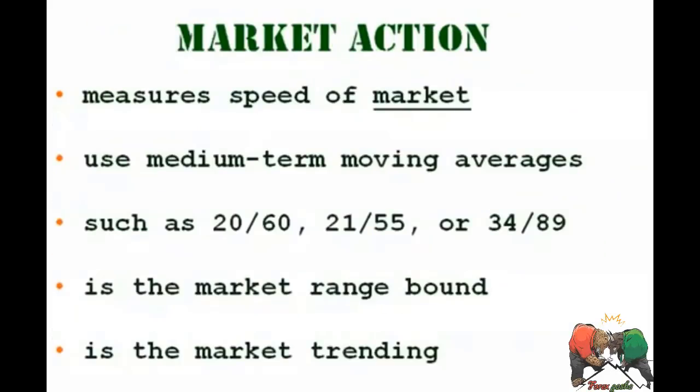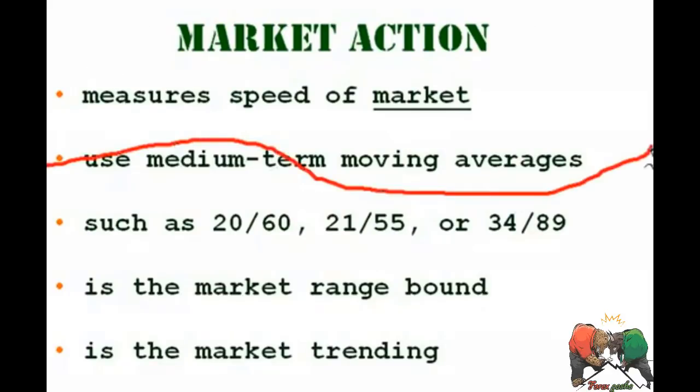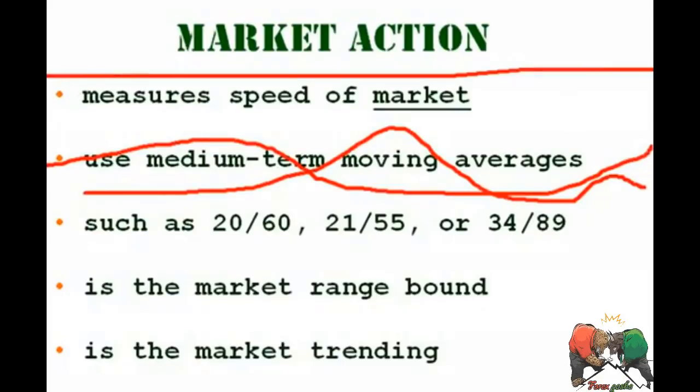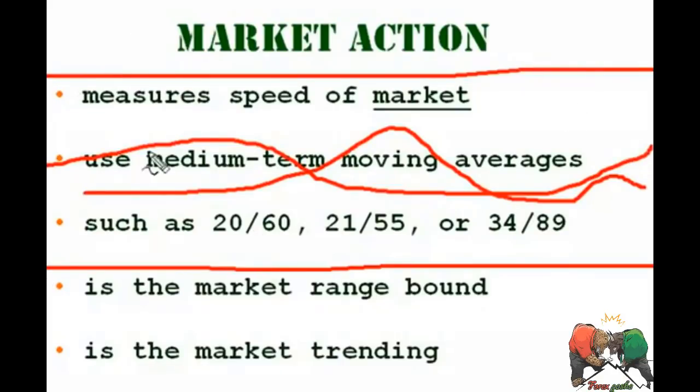Okay, so again, market action, what we're looking at is speed of the market. We use medium-term moving averages, and what you're also asking is, based on the 21/55, are we range bound? If we're range bound, you're probably going to see things like the 21/55 crossing a lot. That means you're range bound. Now, if you're a scalper, what you can do is then identify support and resistance, and sell at the top and buy at support, and sell at resistance and buy at support. That's tricky.